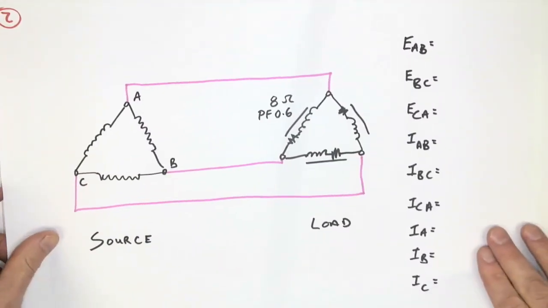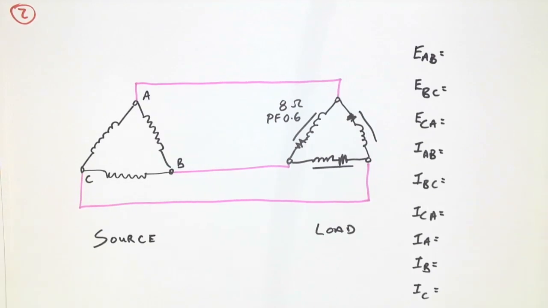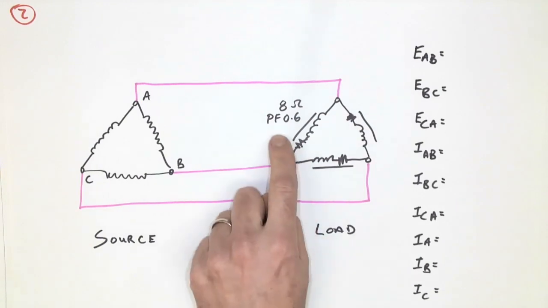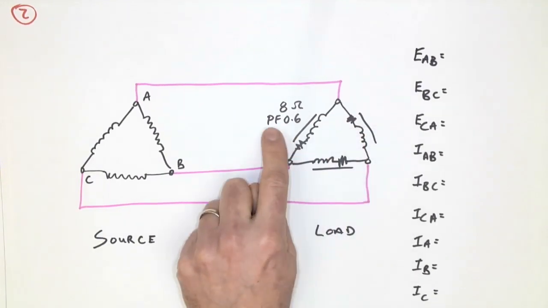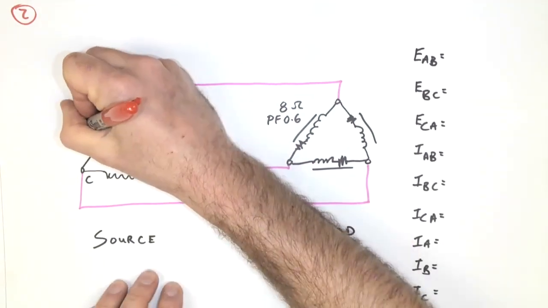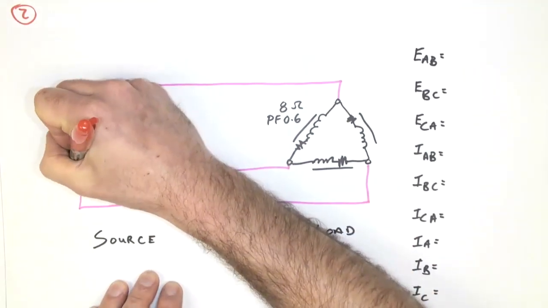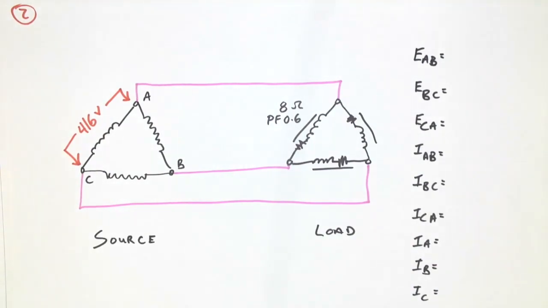The next example we're going to do is, again, a delta source and a delta load. This time the delta load has 3 identical loads, but they're 8 ohms at a power factor of 0.6. Well, let's start with a voltage of 416 volts phase and look at what the voltage is going to be across each one of my individual loads.